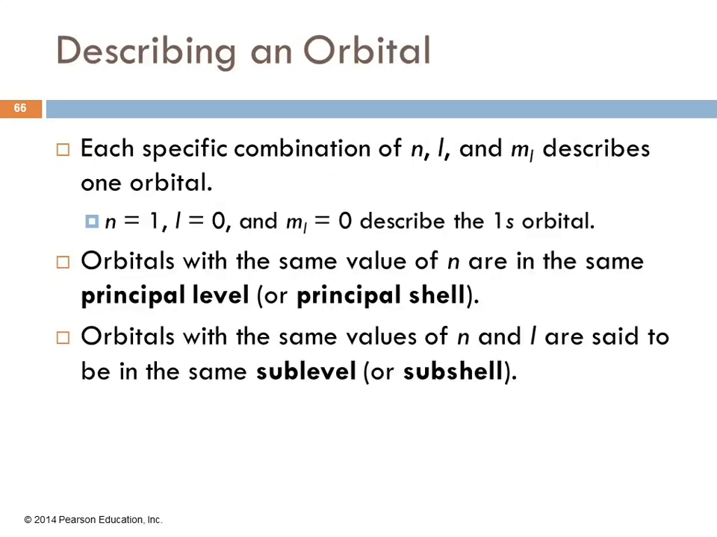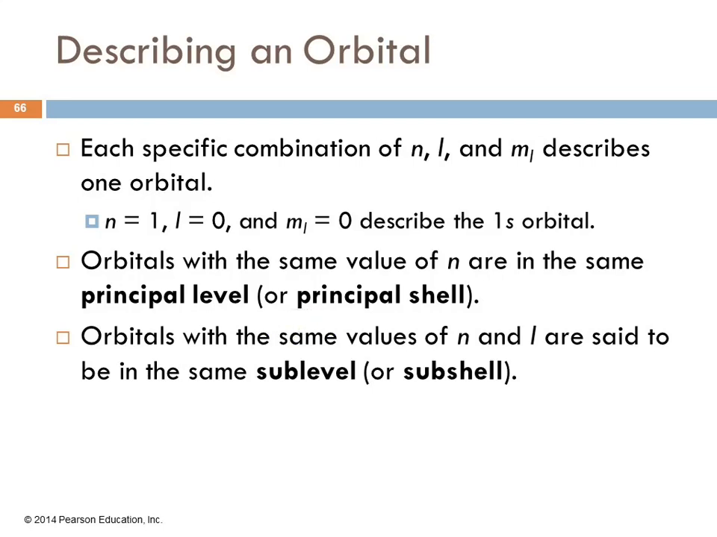So we use these quantum numbers to describe an orbital. Each specific combination of n, L, and M sub L describes one orbital. And then if we throw in M sub S, we've described a particular electron's situation. So this example, n equals 1, L equals 0, and M sub L equals 0, describes the 1s orbital. Orbitals with the same value of n are in the same principal level, or sometimes we call it a principal shell.